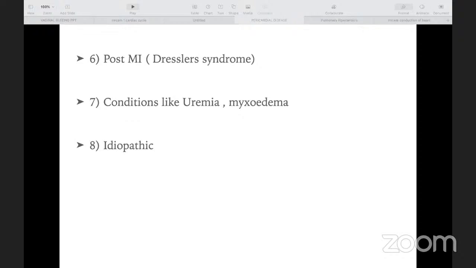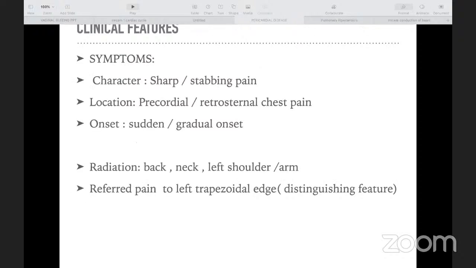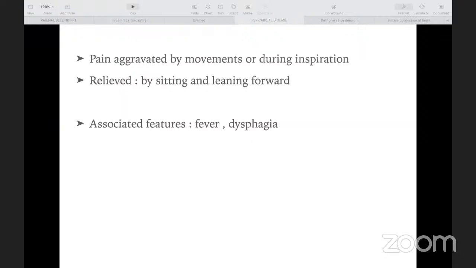Now, what are the features? The symptoms: the character would be sharp, stabbing pain, and the location would be precordial or retrosternal chest pain. Onset could be either sudden or gradual. There could be radiation to the back, neck, left shoulder, or arm, and also referred pain to the left trapezius edge, which is a distinguishing feature. The pain could be aggravated by movement or during inspiration and relieved by sitting and leaning forward. The associated features could be fever and dysphagia.